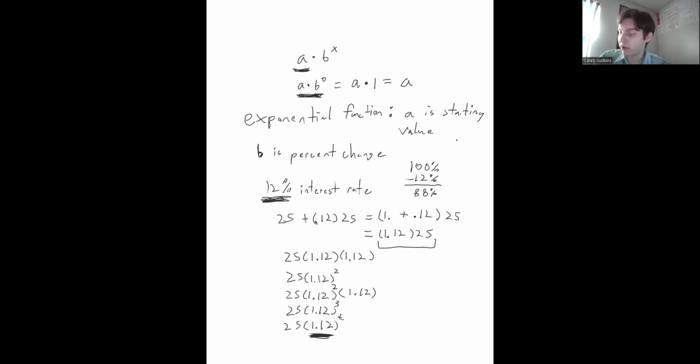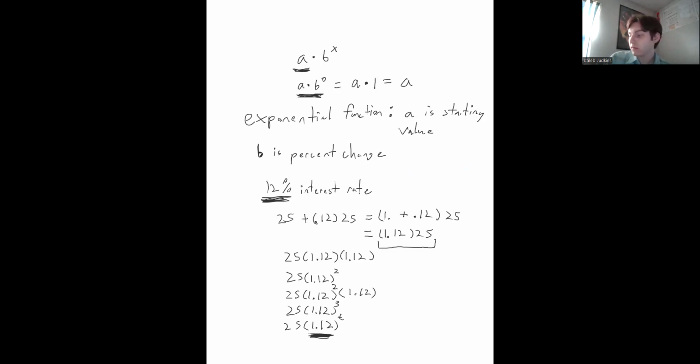So that would correspond to a function where instead of being 25 times 1.12 to the t, this would be 25 times 0.88 to the t. These are two different scenarios, but it helps us identify what that percent change is. So that's how we can take a word problem and figure out what those values should be.